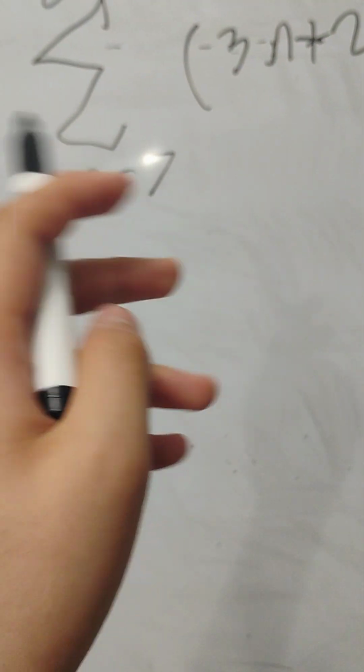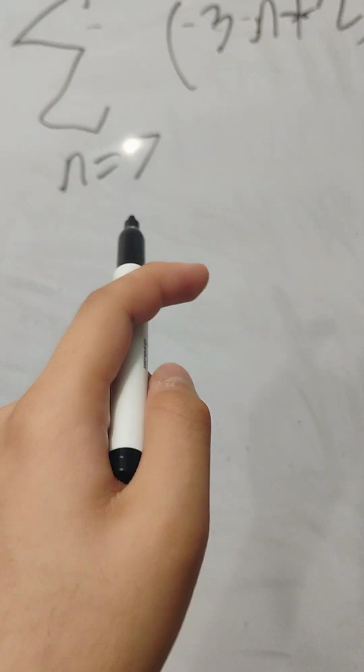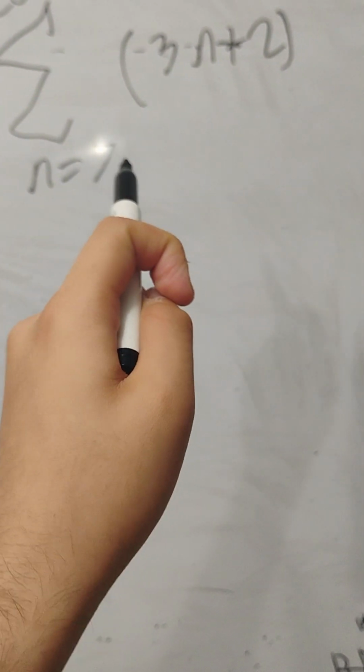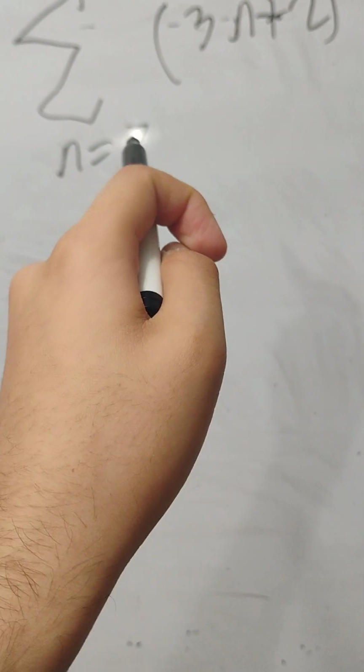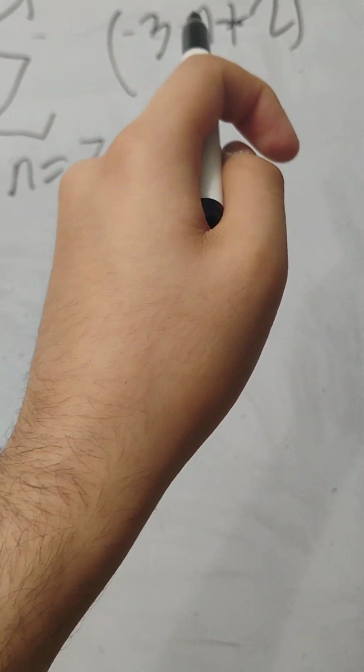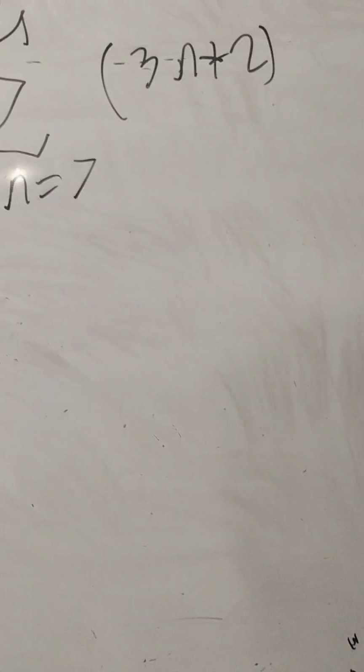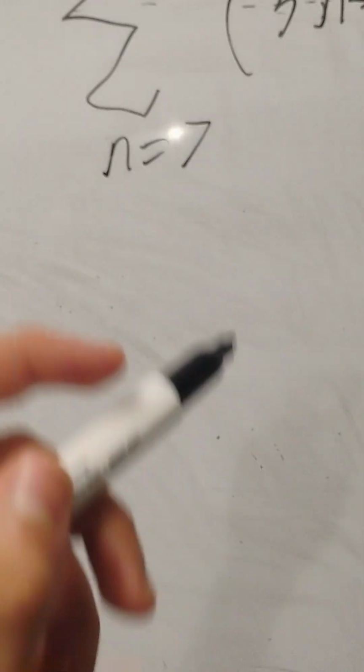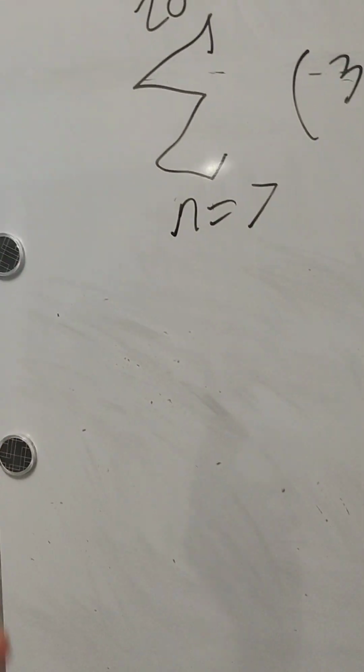But first of all, let me introduce you to the bottom part here. I said n equals 7. So what you're supposed to do is substitute 7 for n, and then we get 23. In the same way, we're also going to substitute 8, we're going to substitute 9, 10, all the way to 20, right?